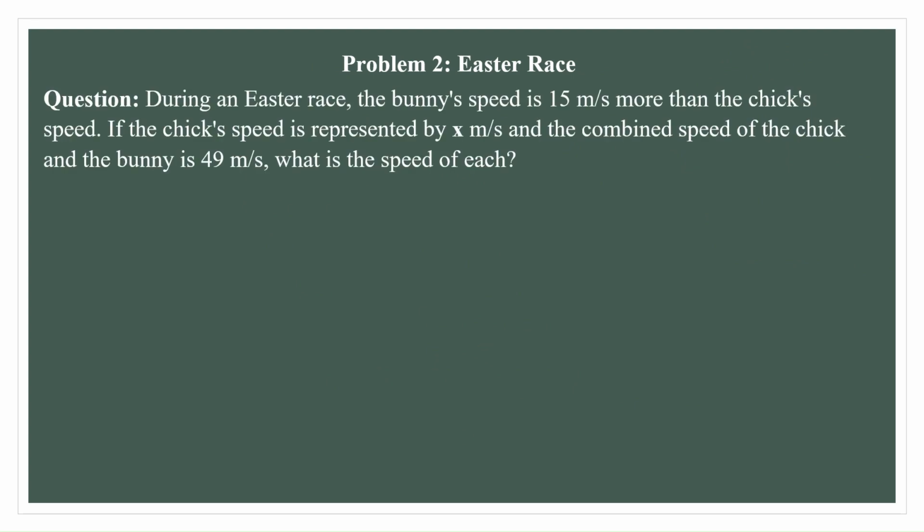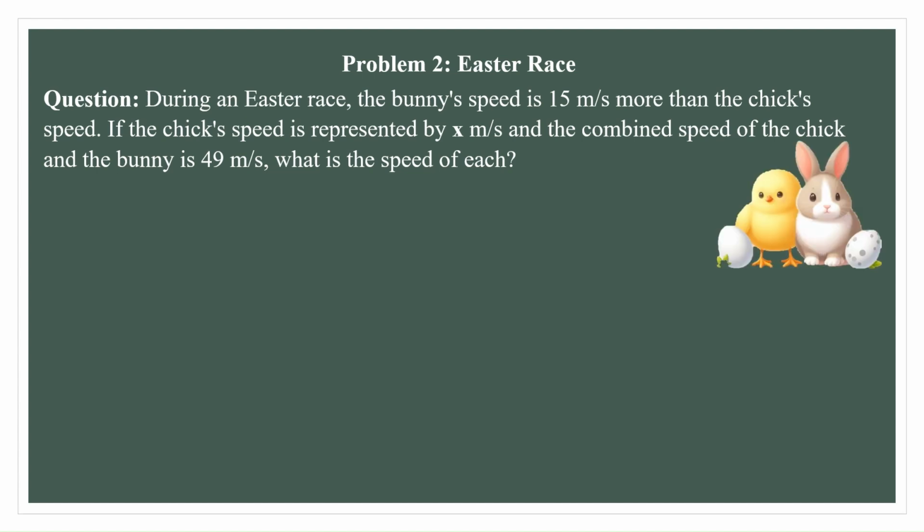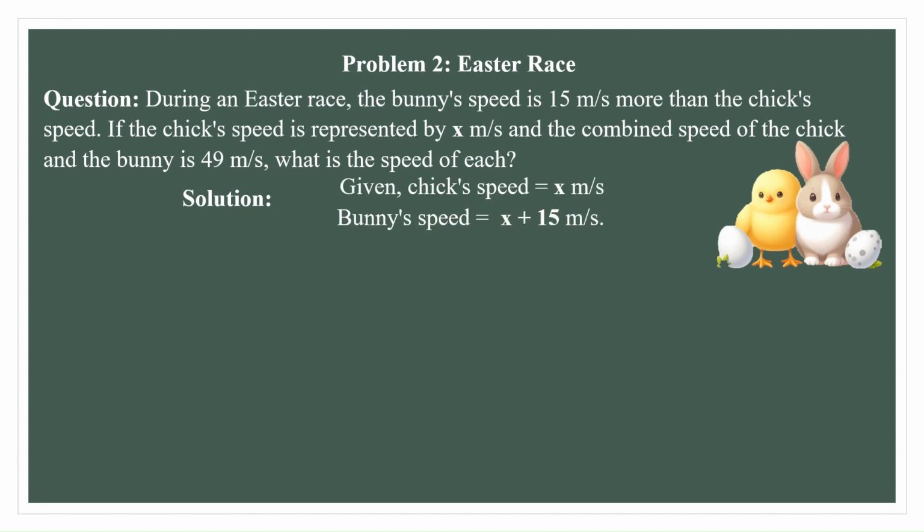Now let us do the second problem on Easter race. During an Easter race, the bunny's speed is 15 meters per second more than the chick's speed. If the chick's speed is represented by x meters per second and the combined speed of the chick and the bunny is 49 meters per second, what is the speed of each? Now here you are given 3 things. Chick speed is x meters per second, bunny's speed is 15 meters per second more than the chick's, so it becomes x plus 15. And the total speed is also given, 49 meters per second.